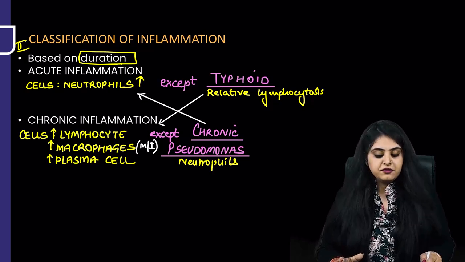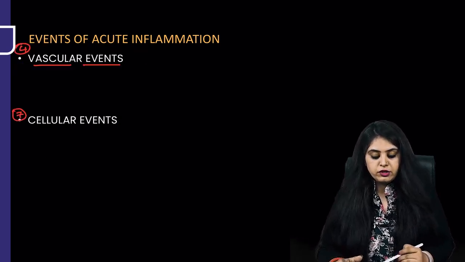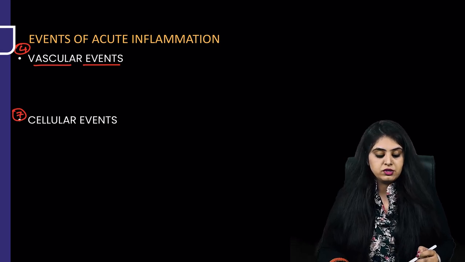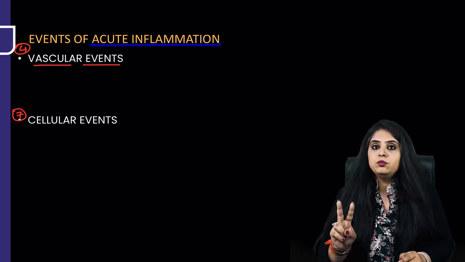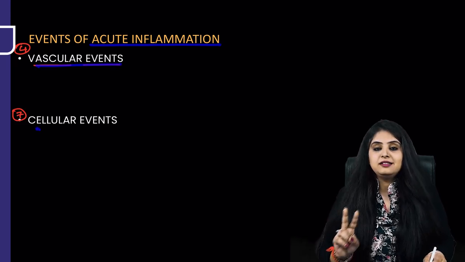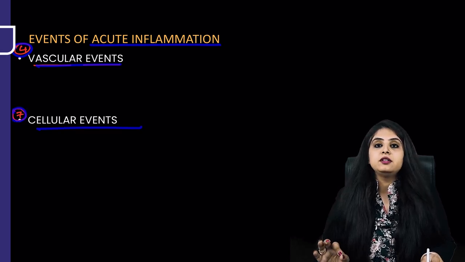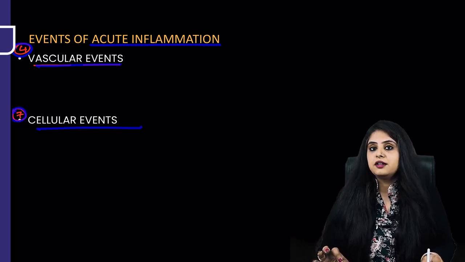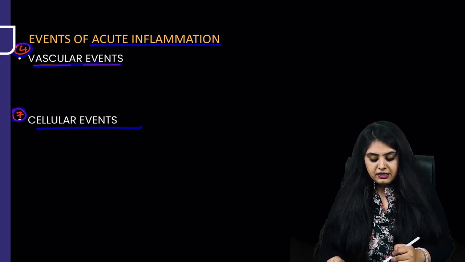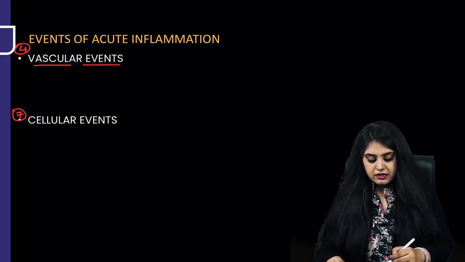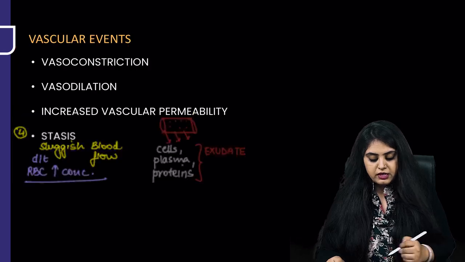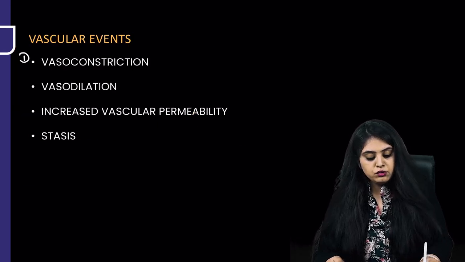Once you're done with the classification, the first part of the chapter is going to be acute inflammation. And please note, acute inflammation occurs in two places: blood vessels and cells. There are 4 blood vessel events. There are 7 cellular events that you have to know. Let us start one by one. What all is happening in the blood vessels? So please note, in the blood vessels, number one thing that you can encounter is going to be vasoconstriction.